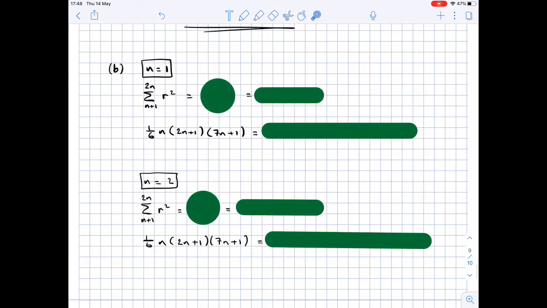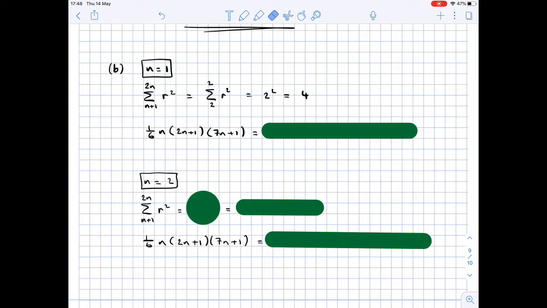Well, for n equals 1, first of all, that means 1 plus 1 is 2, and 2 times 1 is 2. So as you can see, we have from 2 and 2 the sum of r squared, which gives us an answer of 2 squared, which is 4.